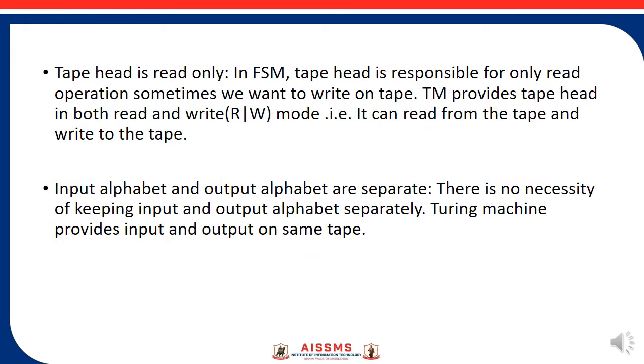To move ahead, the tape head is read only for most of the automata, whereas the Turing machine provides the tape head in both read and write mode. So we can not only read but we can also write into the tape. In other automata, the input alphabet and the output alphabet are separate, whereas in the Turing machine there is no necessity of keeping input and output alphabet separately. Turing machine provides input and output on the same tape.